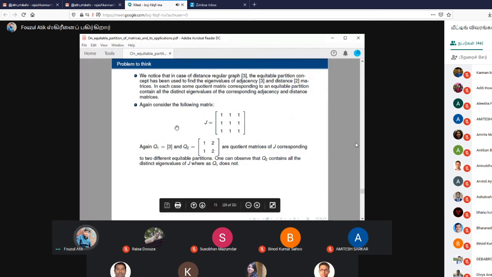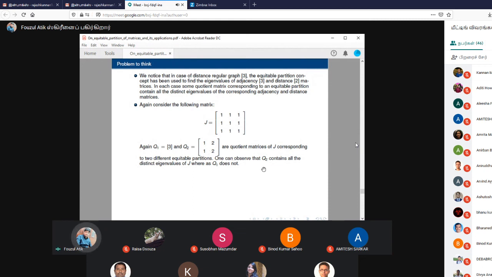Now the matrix J has eigenvalues 3 and two other eigenvalues which are 0, 0. So from the quotient matrix Q1, we are getting only one eigenvalue, which is 3. But from the quotient matrix Q2, we are getting both distinct eigenvalues of the original matrix J, which are 3 and 0, right? But in the case of Q1, we are not getting them.